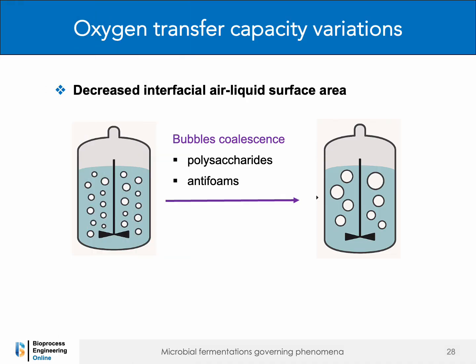In some fermentations, there is a significant reduction in the interfacial air-liquid surface area and consequently in oxygen transfer capacity over the course of the process, often due to changes in medium composition. This can occur, for example, when medium viscosity increases as a result of polysaccharide excretion or the accumulation of filamentous biomass, or when air bubbles coalesce, triggered by the use of antifoam agents. Both phenomena contribute to the formation of larger air bubbles, which reduce the total gas-liquid interfacial area, thereby impairing oxygen transfer efficiency in aerobic fermentations.